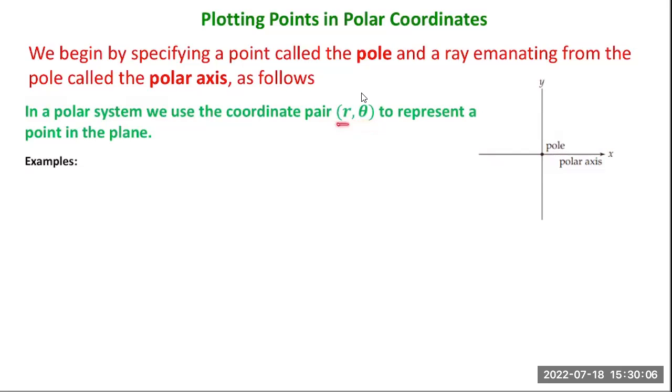When you represent a coordinate pair r comma theta, this theta is the angular measurement and r is the signed distance from the origin. I will explain what we mean by the signed distance when we do examples. Before we go to examples, I want to define something called the direction specified by a given angle.